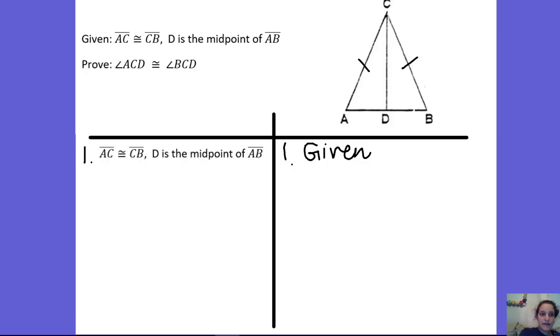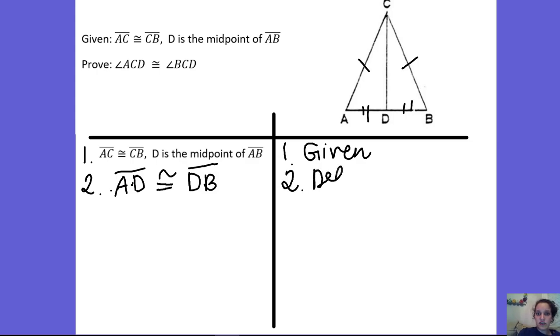Alright, so since we know that D is the midpoint of AB, that means that segment AD is going to be congruent to segment DB. I'm going to mark those in my picture. So AD is congruent to DB because D is the midpoint, so that is the definition of midpoint.